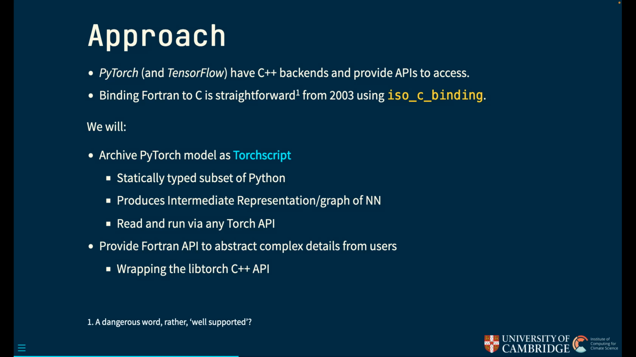And these can then be run by anything that's got some kind of API into the underlying Torch code. So what we've done is we've produced this Fortran API, or this Fortran library, that will take these TorchScript models and pass them through to Torch, running inference through the C++ code.